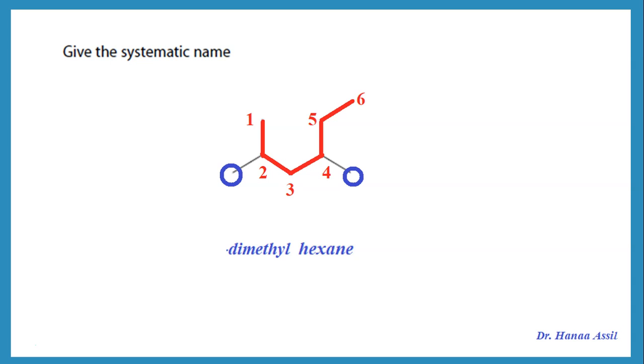Now I need to specify which carbon each methyl is on. We count from the side that gives the lower numbers, that's why we counted starting from the left. So I have a methyl group at carbon number 2 and another one at carbon number 4. So this is called 2,4-dimethyl hexane.